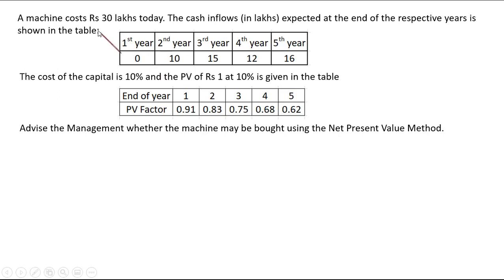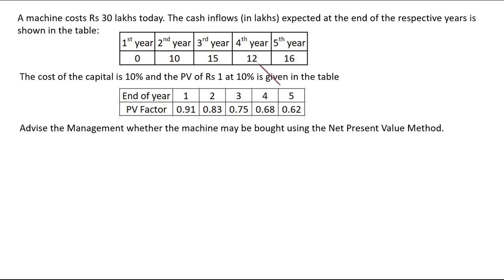So I'm going to buy a machine today, and that machine is going to cost me 30 lakh rupees. And I'm expecting that after first year, I'm not going to make any profit. But I'm going to start making profits from the second year onwards. So after the end of year 2, I'm going to earn, let's say, 10 lakh rupees. At the end of year 3, maybe 15 lakh rupees. This is just an estimate.